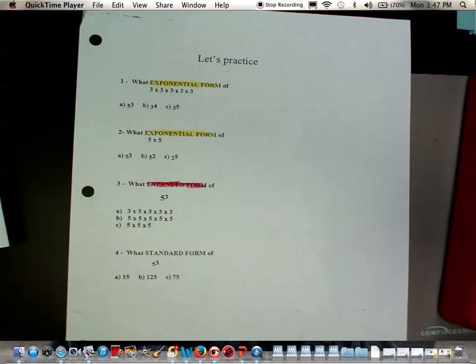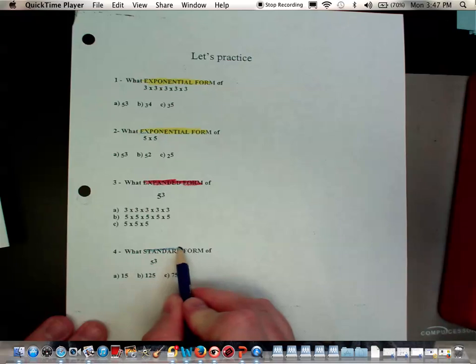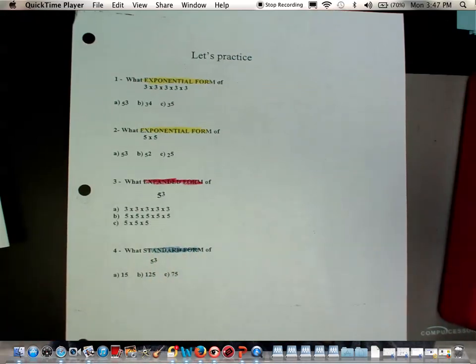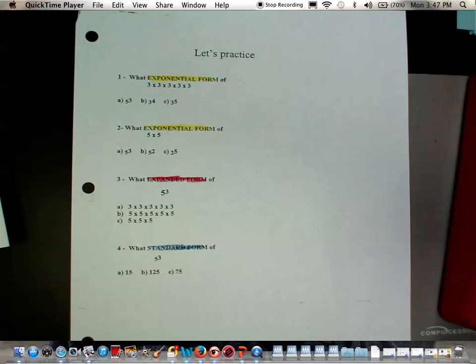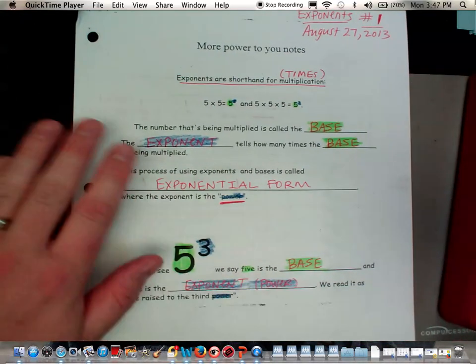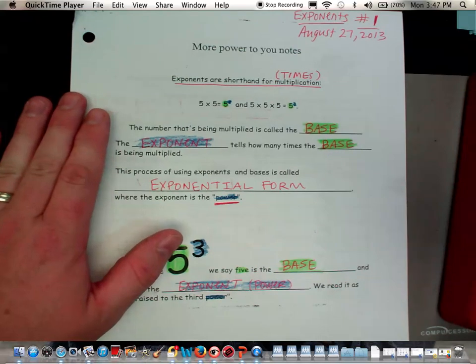And then the last one here says, what is the standard form? So that's in blue. So I want to know the standard form of that. Okay? So you have to be able to figure that out and how you move through there to find those answers. So when you finish with those, you can put your paper back together, and then you can put them in your notes section so we can look at them again tomorrow.